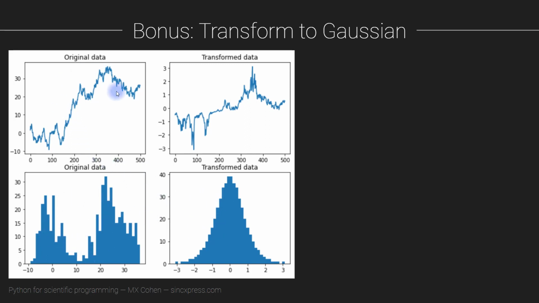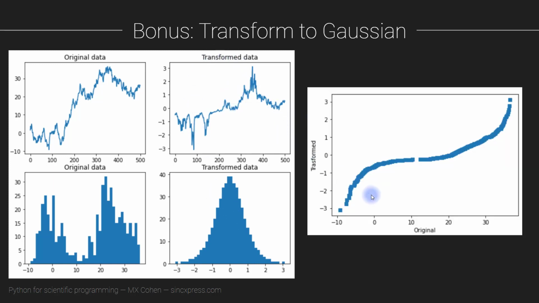Now, because of random numbers, do not expect your results to look exactly like this. You should get a histogram that looks like this, but your time series is going to look different. The time series will look different because Brownian noise is really chaotic. It's different each time you generate the noise time series. Now, the last thing we want to do here is look at the relationship between the original data and the transformed data, the Gaussian distribution transformed data.